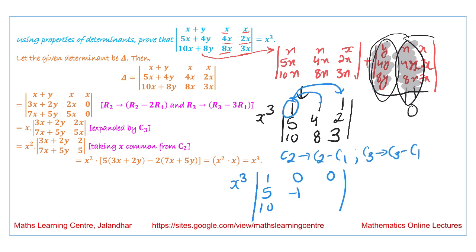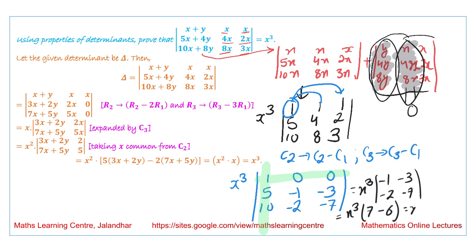It is minus 1 over here, and the next values we will have are minus 3, then minus 2 and minus 7. So if we open this determinant along the first row, we will obtain the answer in the form x cube, determinant of minus 1, minus 3, minus 2 and minus 7, that is equal to x cube into 7 minus 6, that is equal to x cube. So we obtain that the value of the determinant in this case is x cube.